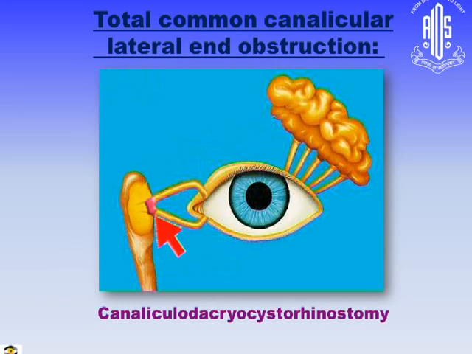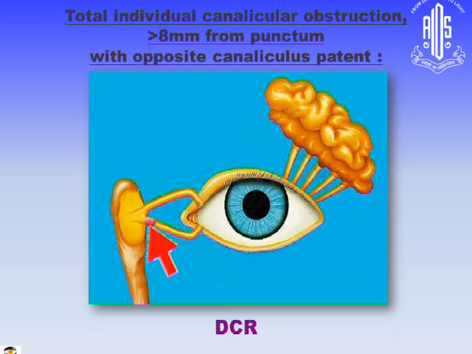In a condition like this, the obstruction is at the common canaliculus, but in the lateral aspect. So here we can go for canalicular anastomosis. This is another condition where you can get a healthy canaliculus, but the other canaliculus is having an obstruction, and it is very much in the distal part, where you can get a healthy amount of canaliculus, like more than 8 millimeter. So in these conditions, we can go for DCR.